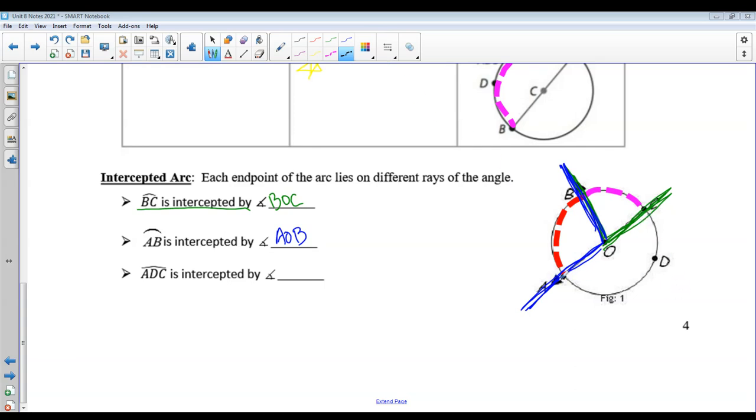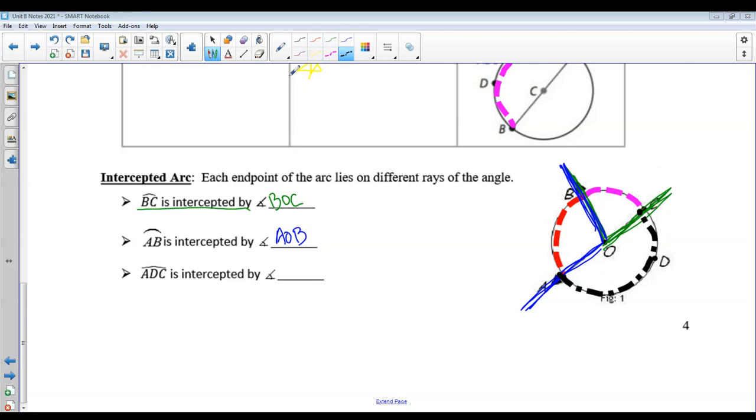And then last thing, ADC. So naming them in order, ADC. I'm just going right around the circle. I'm not zigzagging. I'm not going like this and then cutting off to see the arc. We're tracing our path around the circle.